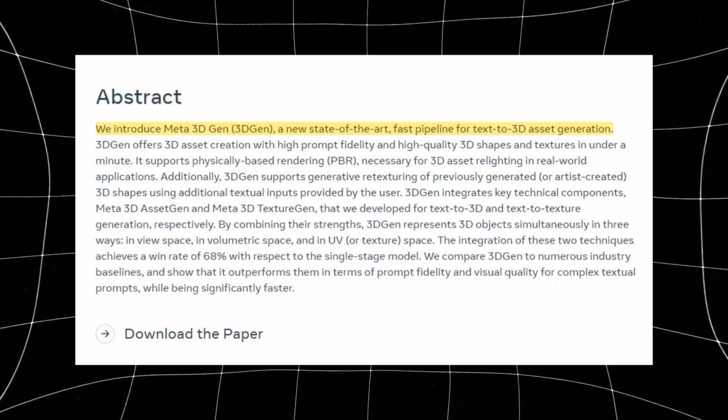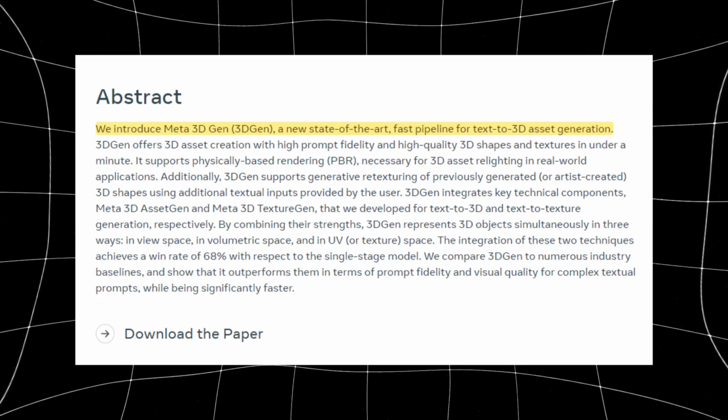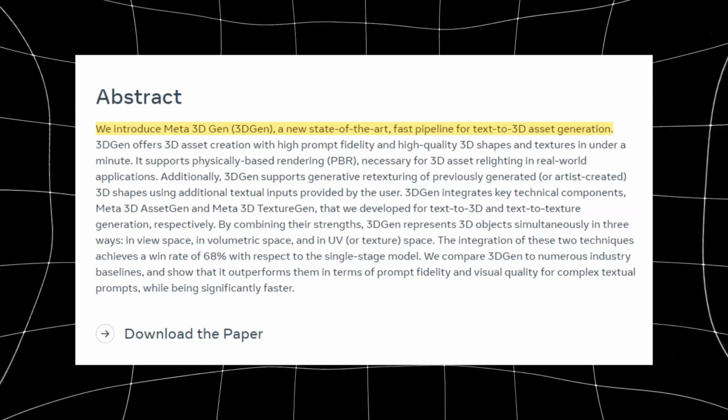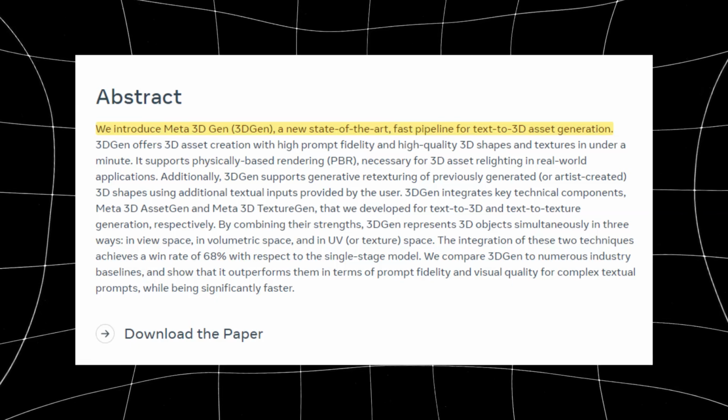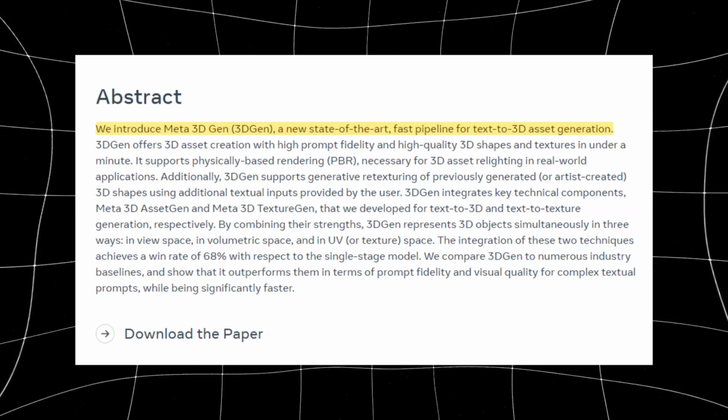So the new page up on Meta's website is simply titled Meta 3D Gen, and they say that we introduce Meta 3D Gen, a new state-of-the-art fast pipeline for text to 3D asset generation, and then go on to summarize some of the key points of this model. Along with this, there is a very long paper explaining all the details in depth. Naturally, the paper is extremely long, so I'm going to run you through some of the key points that I found in it.